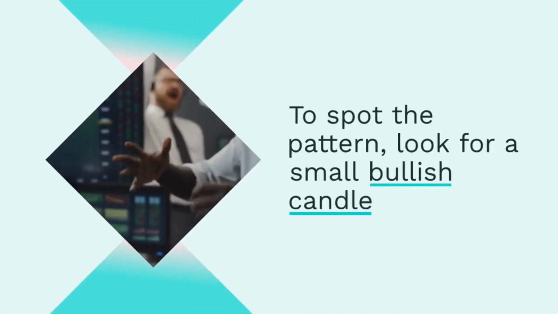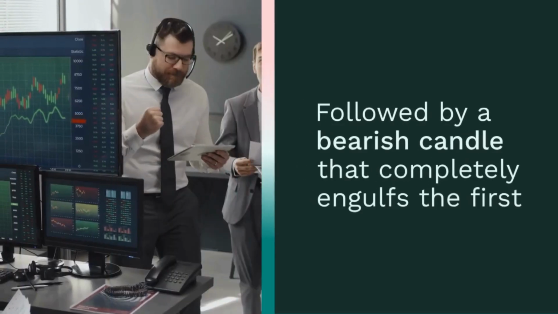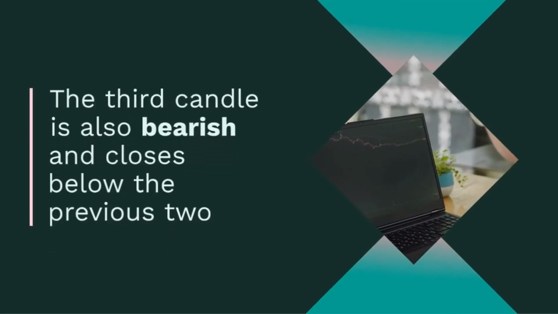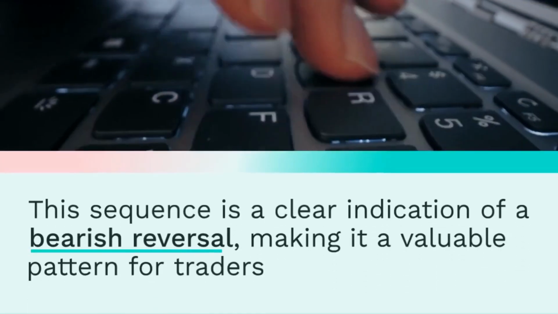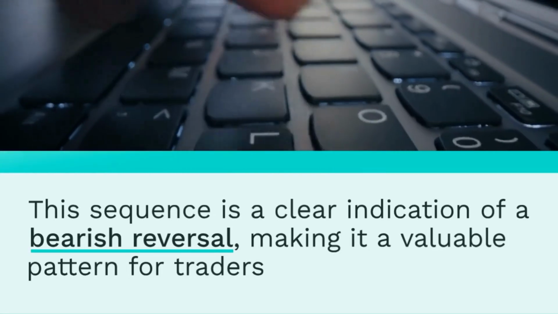To spot the three outside down pattern, look for a small bullish candle followed by a bearish candle that completely engulfs the first. The third candle is also bearish and closes below the previous two. This sequence is a clear indication of a bearish reversal, making it a valuable pattern for traders.